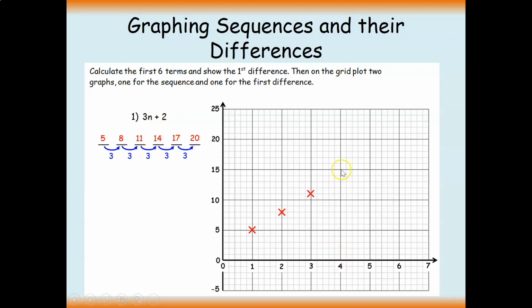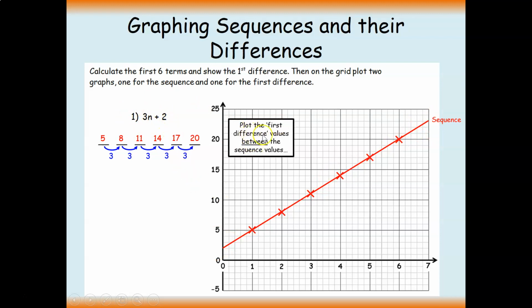Fifth point, 5, 17. And our last point is the 6th term. So 6, 20. So there you have our 6 points. Connect the points, and there you have the graph for the sequence 3n plus 2.